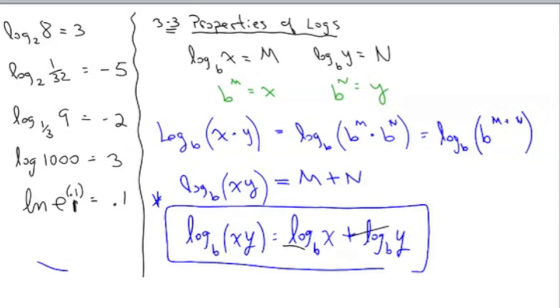Product rule for logs. The log of a product becomes the sum of their logs. It's actually really kind of a neat law.